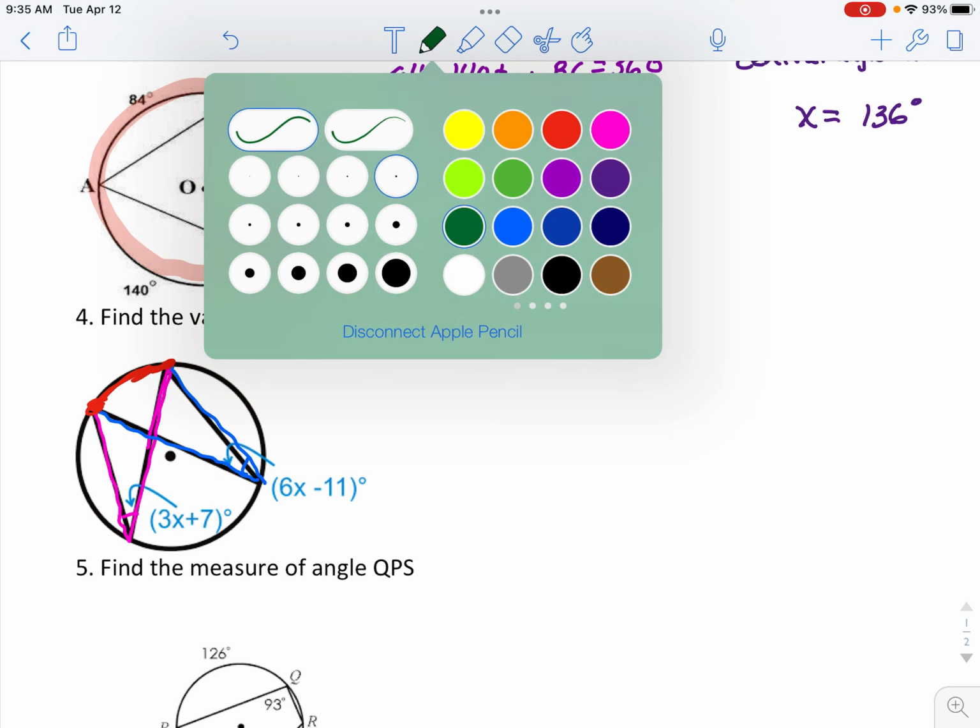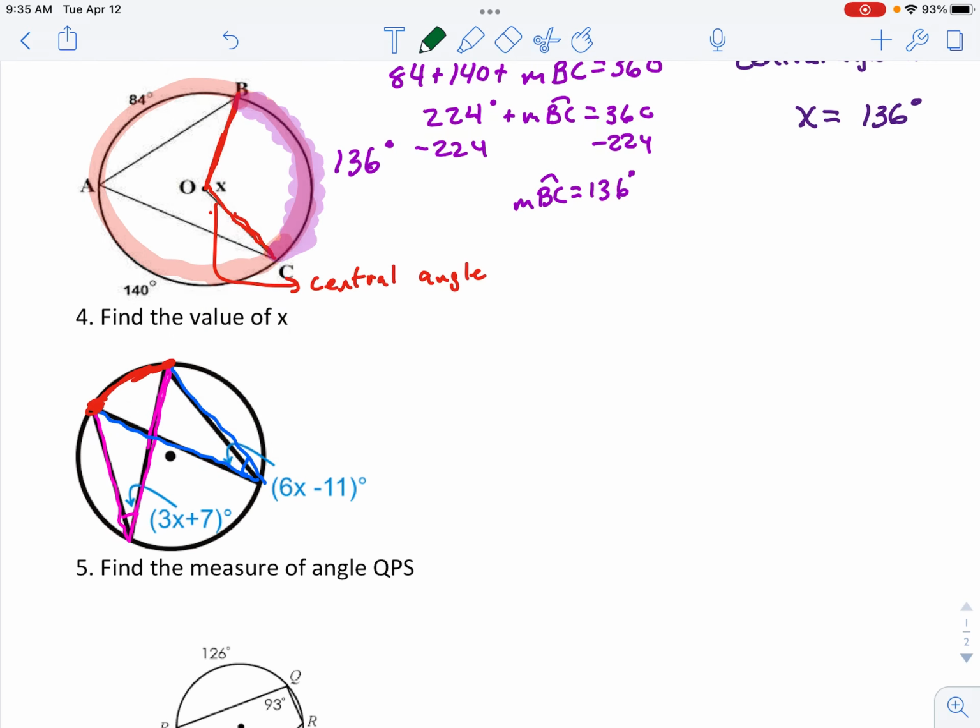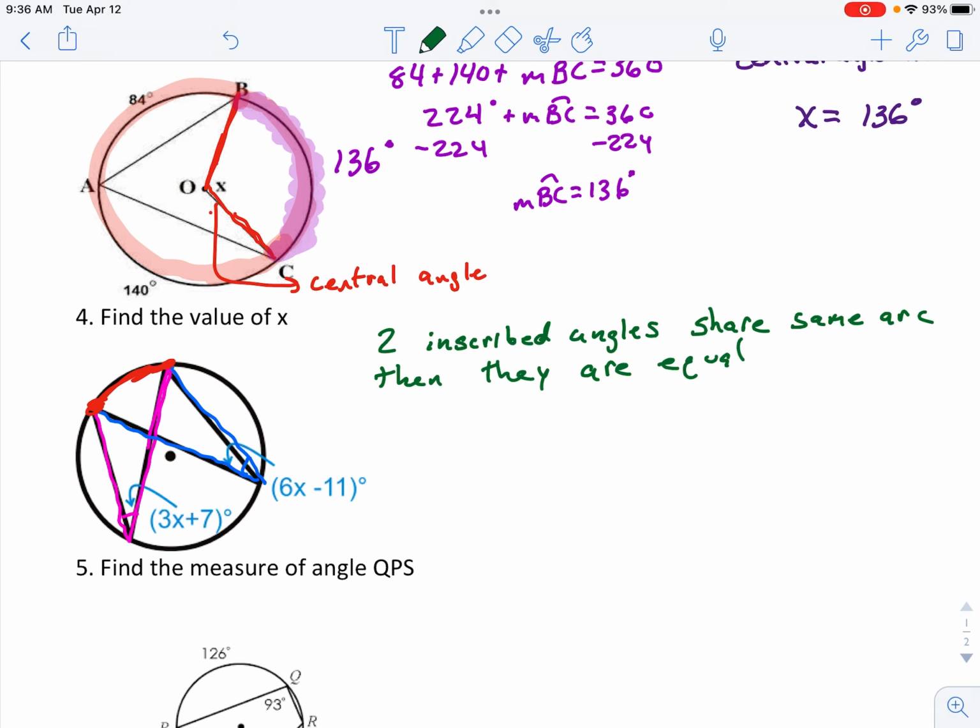All right, so that means when we have two inscribed angles that share the same arc, then they are equal. All right, so literally just 3x plus 7 equals 6x minus 11.